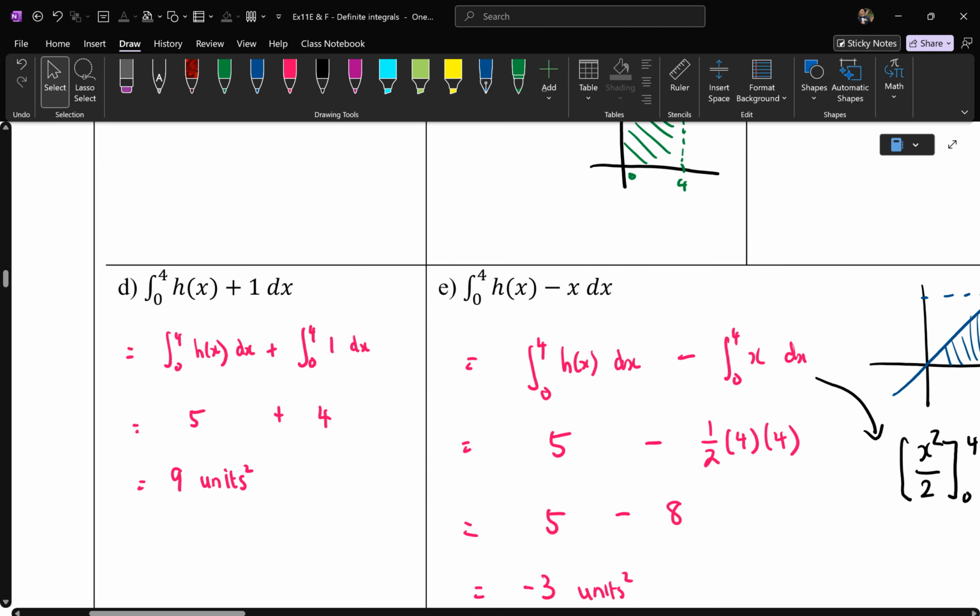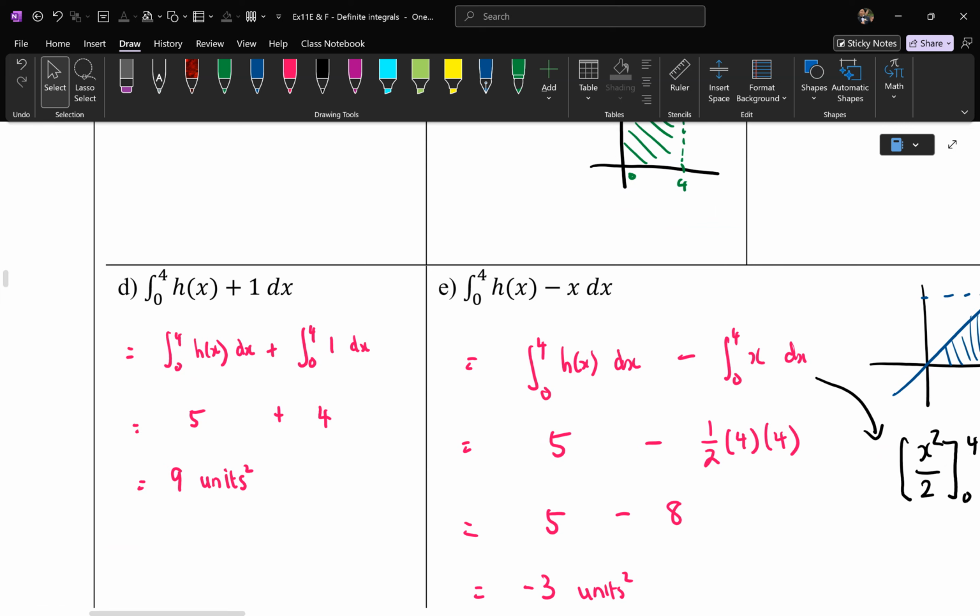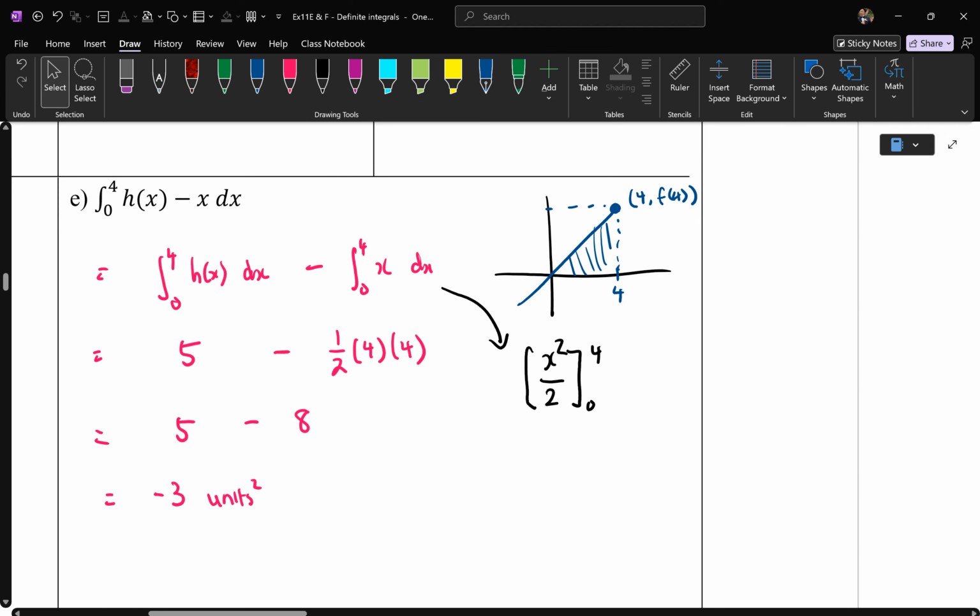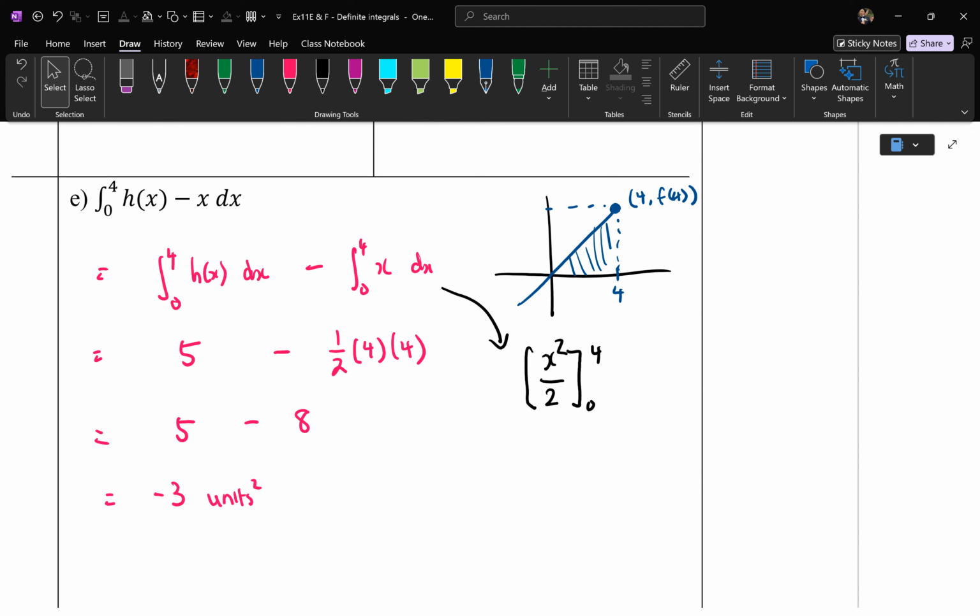D was pretty much similar to B. Again, I did the same thing by observation, but you could sub in 4, sub in 0. So just a horizontal line of 1, distance between 0 and 4, so 4 times 1 is 4. And the last one, you can use, again, the antiderivative of x and sub it in, or I just visualized it as well. I said linear x, so width is 4, height, subbing in 4, is also 4. So 4 by 4 is 16, the triangle's half of that, so half of 16 is 8. So I already know it's 8 minus 8, which is negative 3. So that's another way of doing it as well.